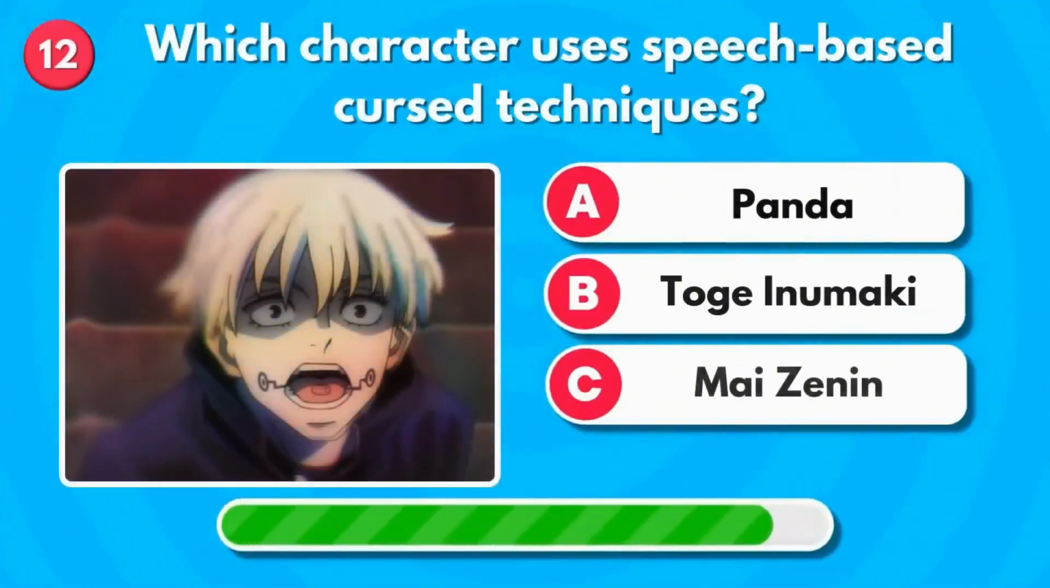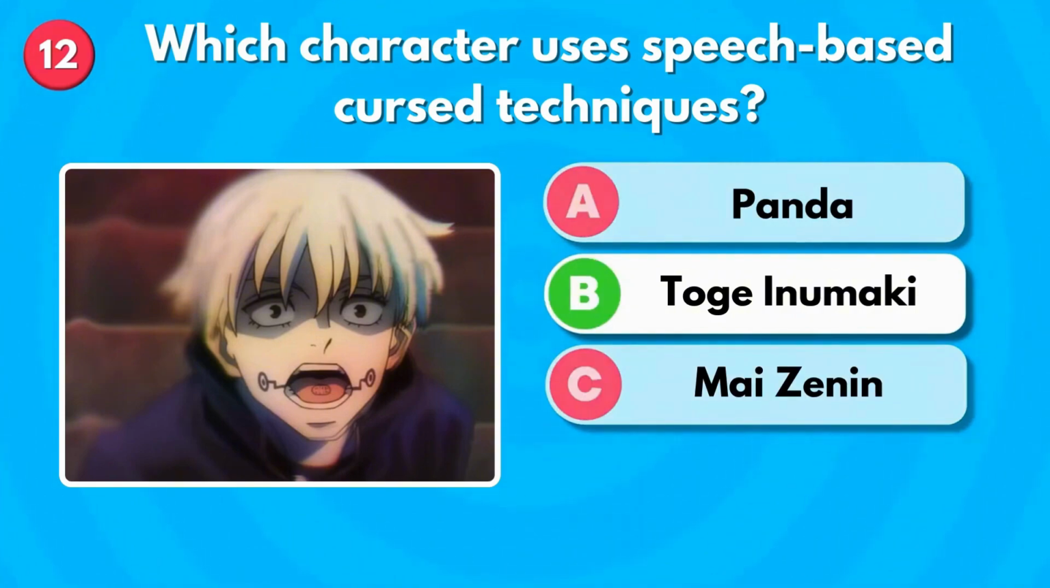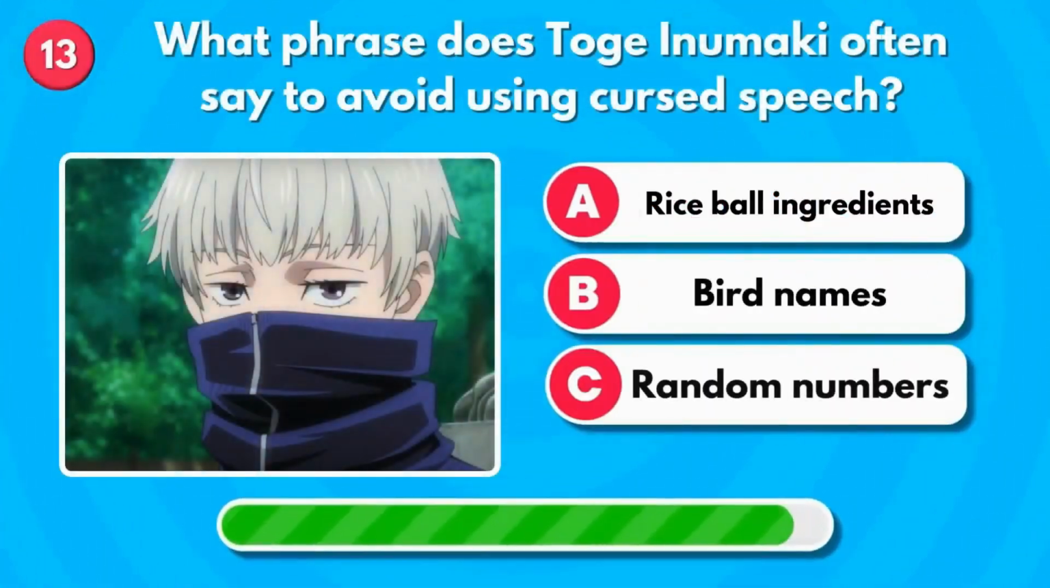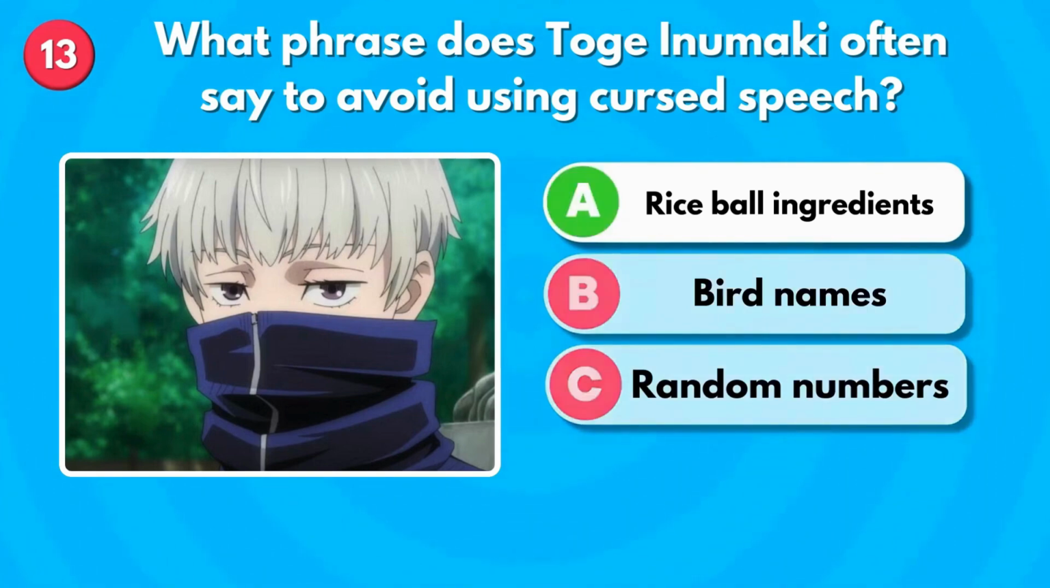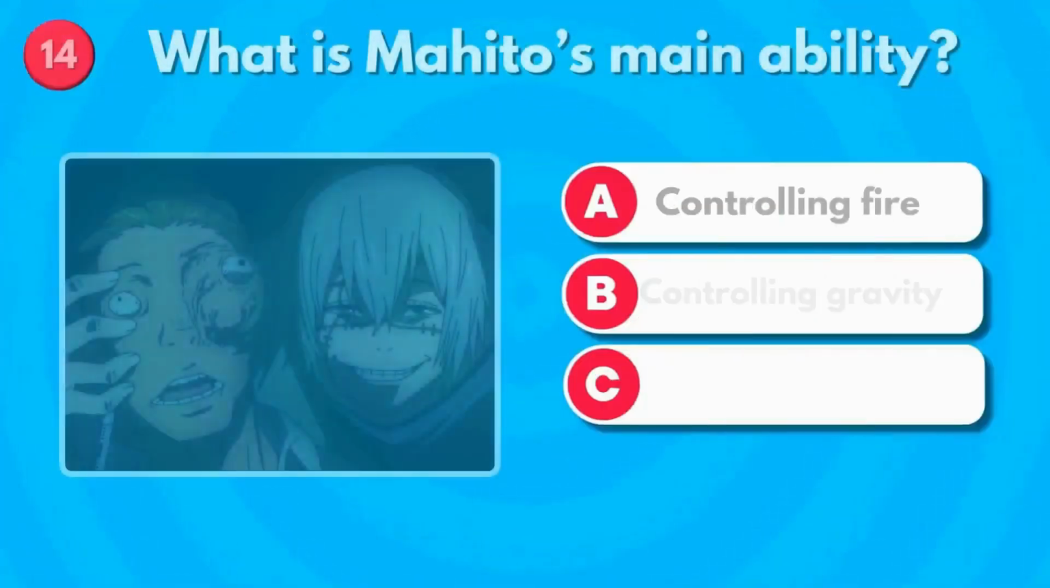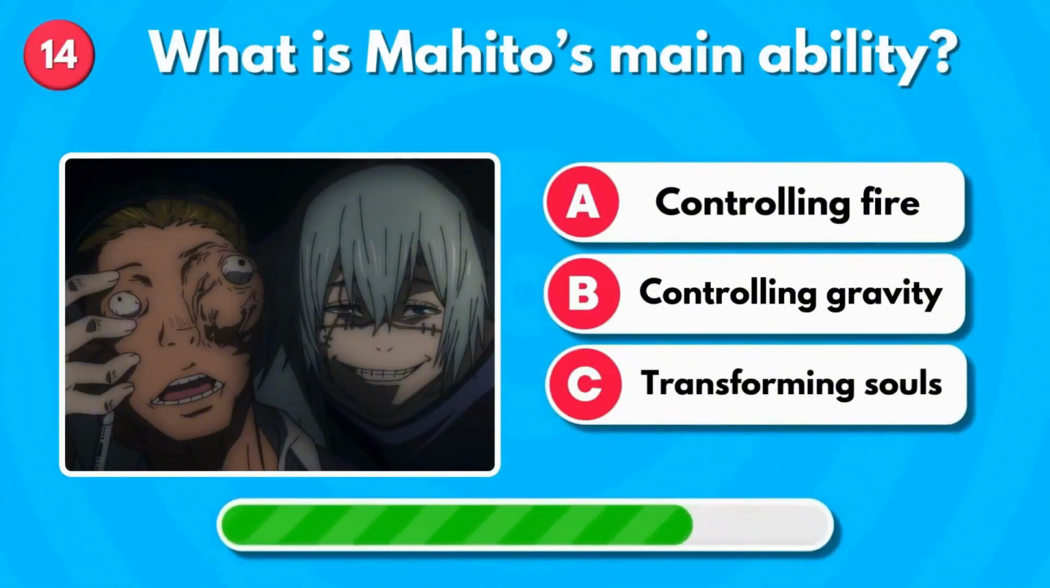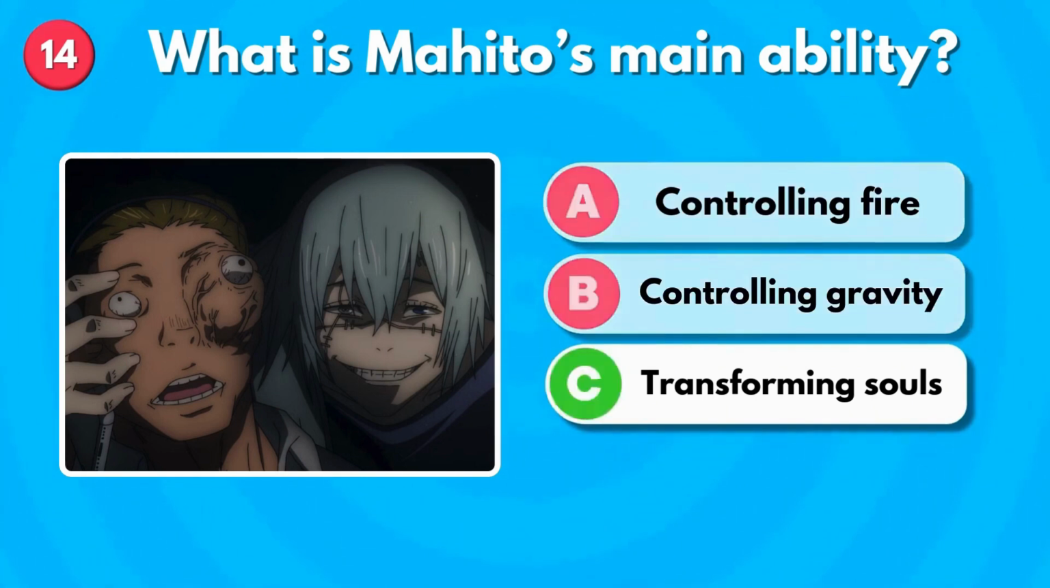Which character uses speech-based curse techniques? Toge Inumaki. What phrase does Toge Inumaki often say to avoid using cursed speech? Rice ball ingredients. What is Mahito's main ability? Transforming souls.